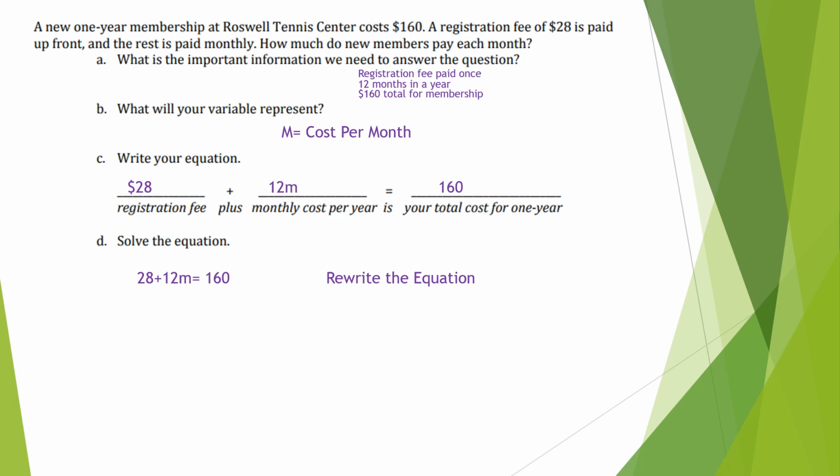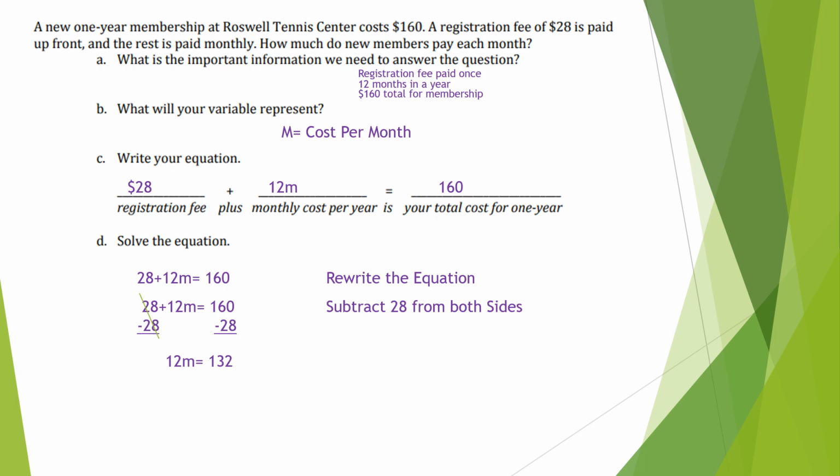We always rewrite our equation first so that we have it down on our paper and can work through the steps. So we're going to undo the addition to get the variable by itself. If 28 is being added, we need to do the opposite and subtract 28 from both sides. On the left side, 28 minus 28 forms a zero pair and just leaves us with the 12M. 160 minus 28 gives us 132.